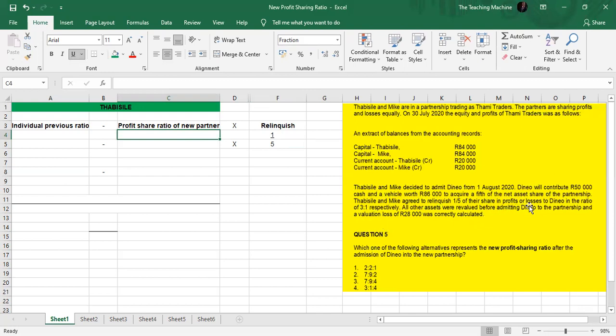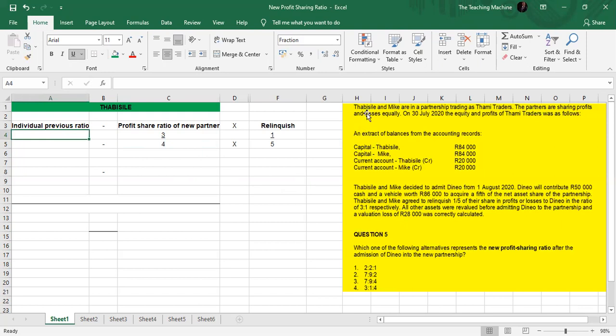Okay, let's read the information again. It says Tabisile and Mike agreed to relinquish 1/5 of their share in profits and losses to the new partner in the ratio of 3:1. So now if the ratio is 3:1, which means Tabisile will take 3/4. Where did I get 4? Remember, if the ratio is 3:1, the total denominator will be 4. So you add 3 and 1. So I'm going to write here 3/4.